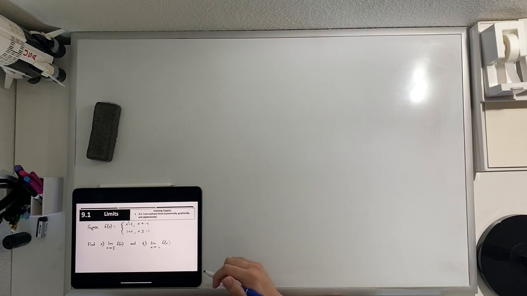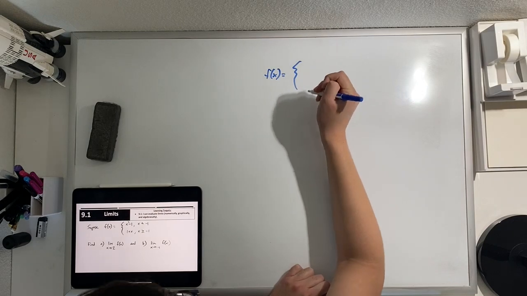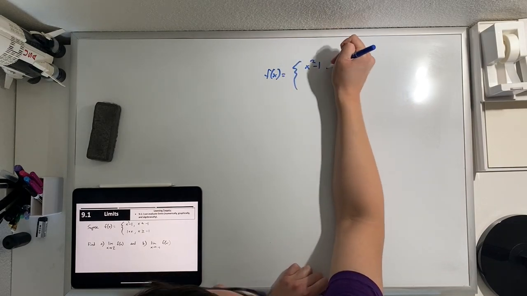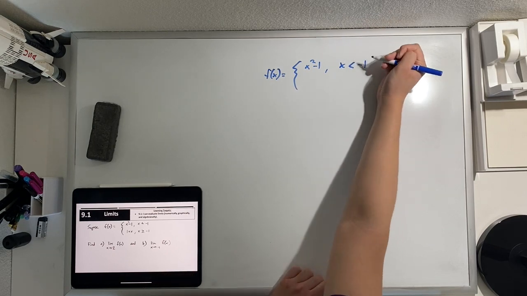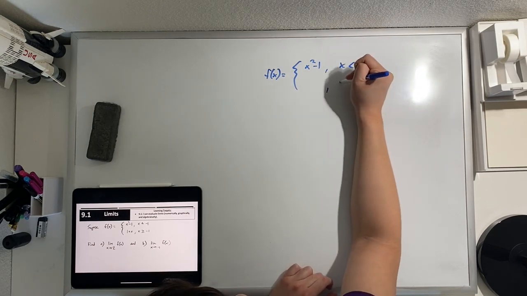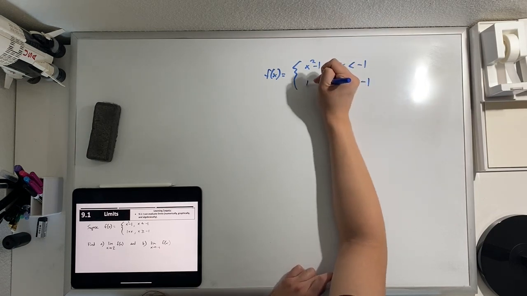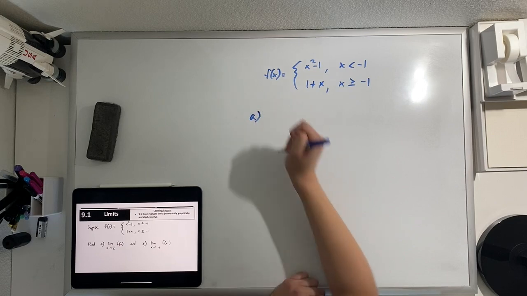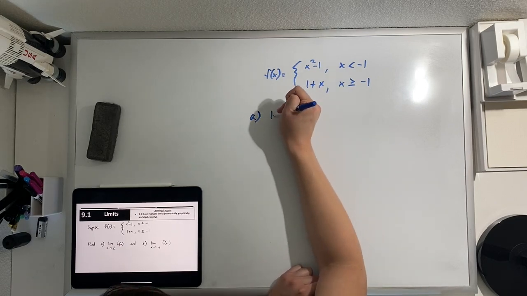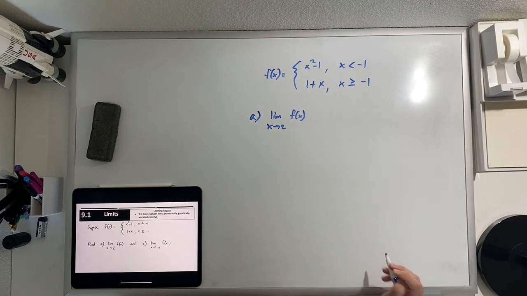So we have a function f of x equals, it's a piecewise function, x squared minus 1, and that happens when x is less than negative 1. And when x is greater than or equal to negative 1, we're looking at the piece of the function that's 1 plus x. All right, now we have two questions here. First, find the limit as x approaches 2 of f of x.